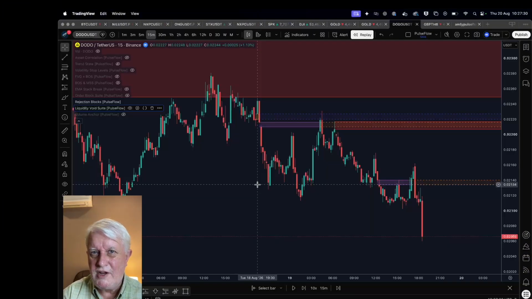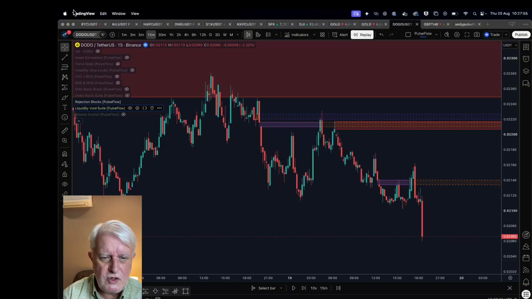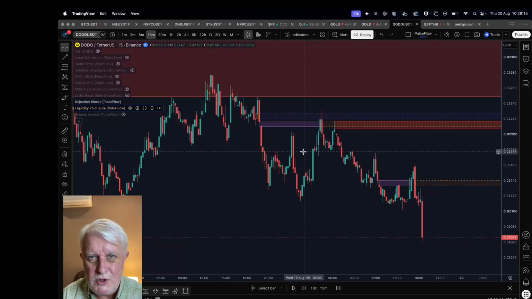The link to these will be in the description. In essence, it's an extra tool in your kit bag that helps show where inefficiencies lie, where future price may come back to recover those inefficiencies. Use it in conjunction with fair value gaps, order blocks, rejection blocks, and any other trade setup you use personally.